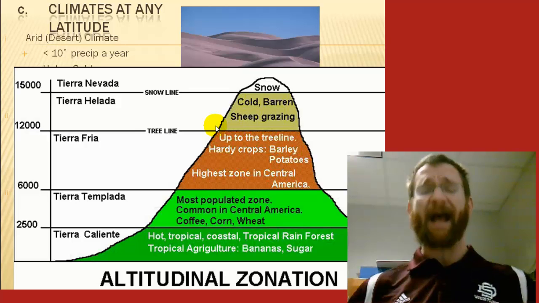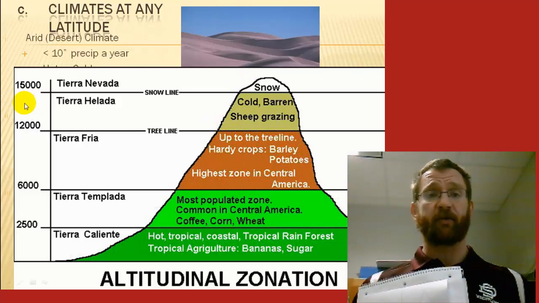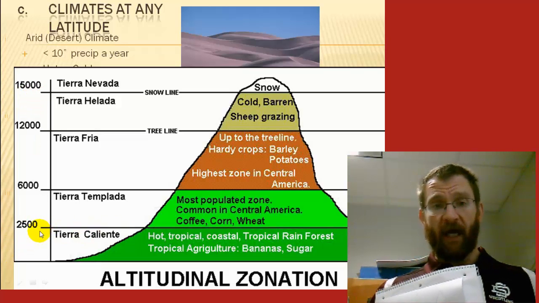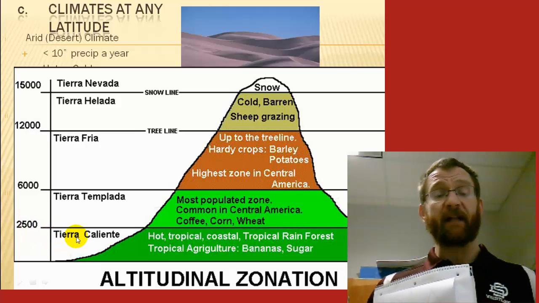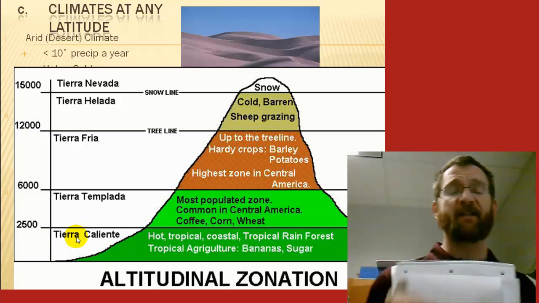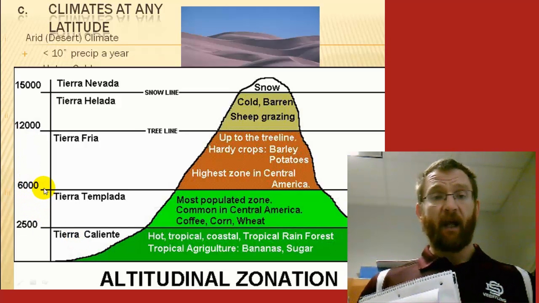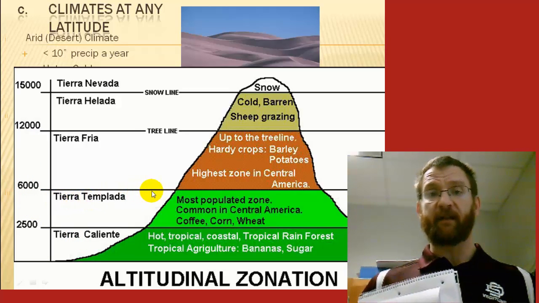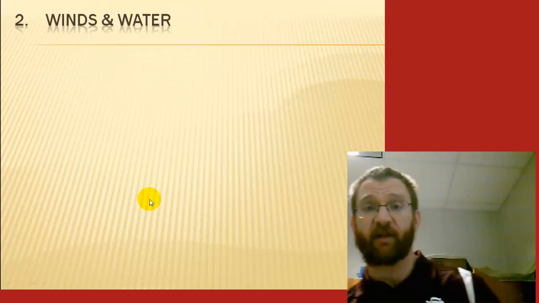And what I want you to do now in your notes is take this triangle and draw these four lines. Draw a line here, and you're going to label it 2,500 feet. That's called Tierra Caliente, and that is basically rainforest hot climate. Caliente means heat. The next line you're going to label 6,000 feet. This is called Tierra Templada. Tierra Templada is the zone in which most people in Central America live.